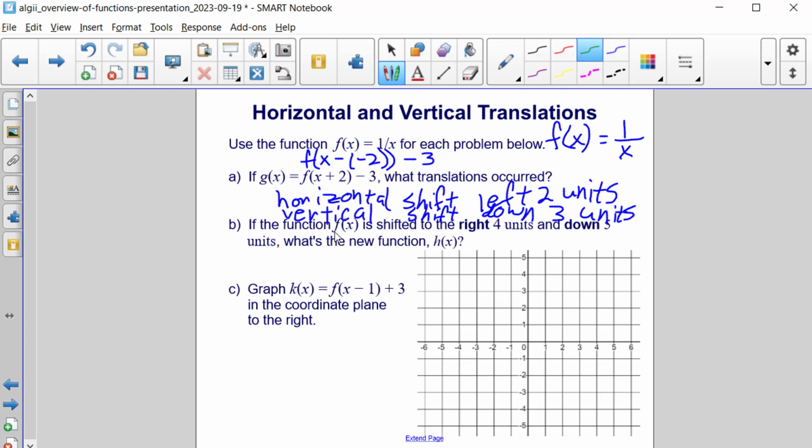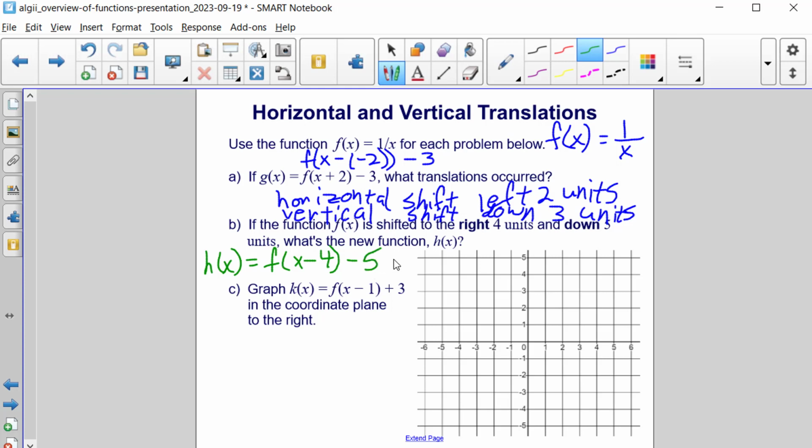Now let's look at part B. If the function f of x is shifted to the right 4 units and down 5 units, what's the new function h of x? So h of x is going to be f of, it's shifted to the right, so h is remaining positive, so it's x minus 4, and then down 5, so we have minus 5.